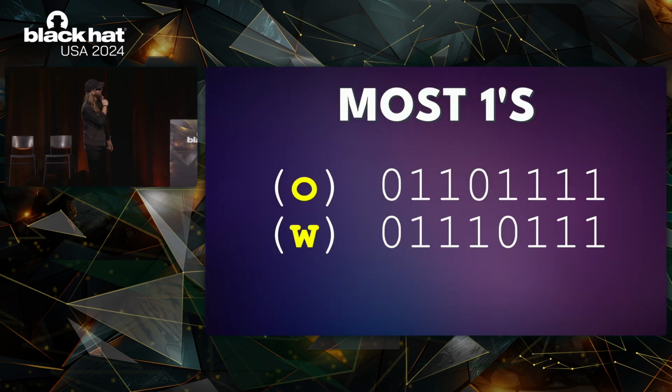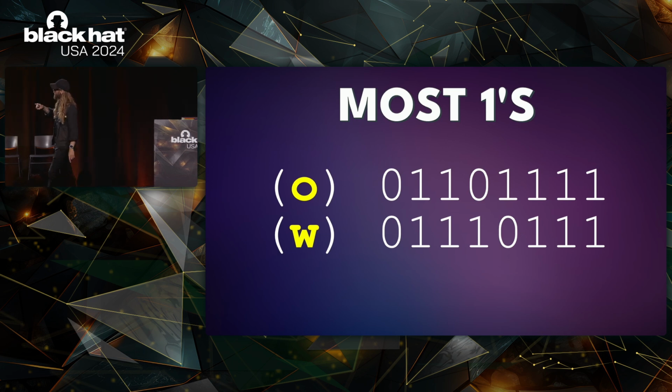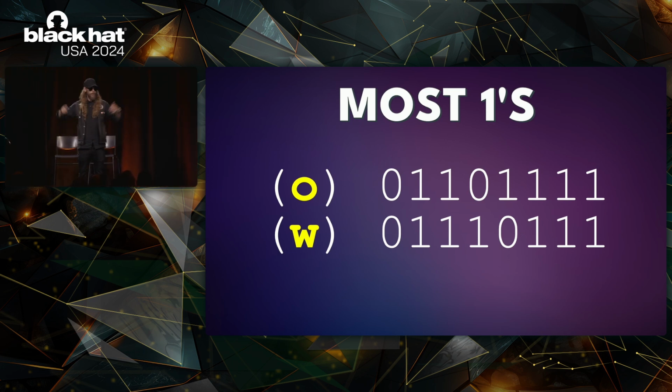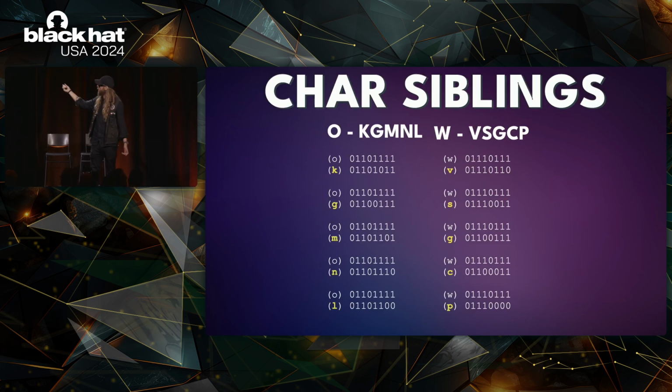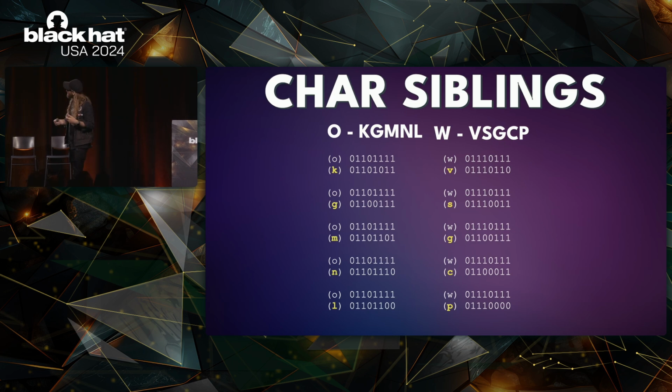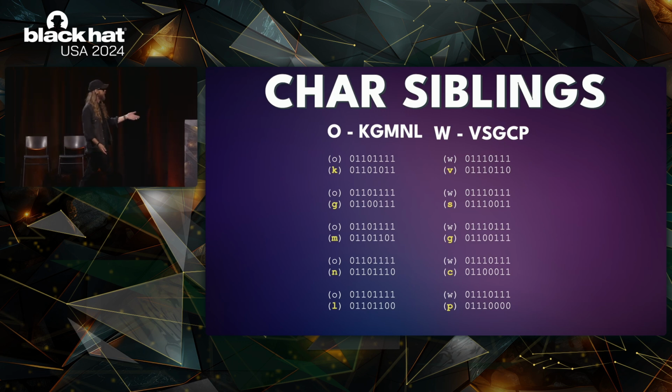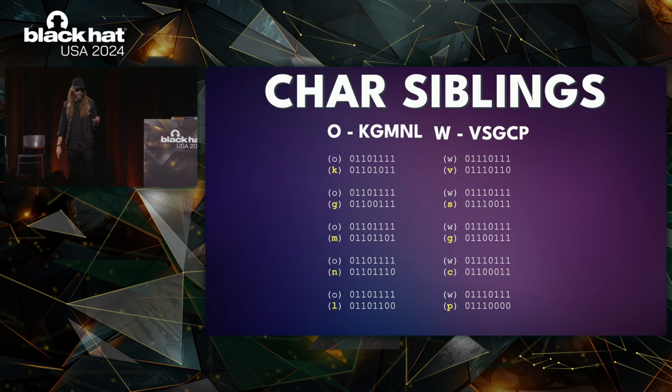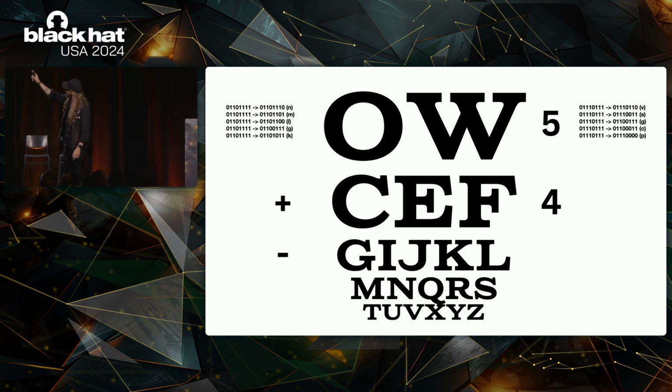Anyway, so the characters with the most zeros in them, and this is interesting, are O and W. So we want a lot of ones in here because they can turn into something else. Because O and W have something that is defined as character siblings. They can turn into something else. O can turn into K, G, M, N, L and W into V, S, C, G, C, P. That's cool because we want to stay within the DNS standard and not have weird characters in there. That's going to break the whole stuff. So they're not the only ones. There's a ton of different ways to do this, but these are the more common ones.